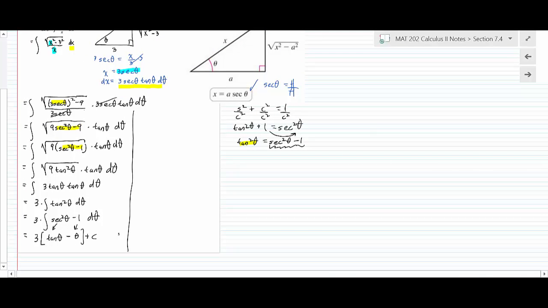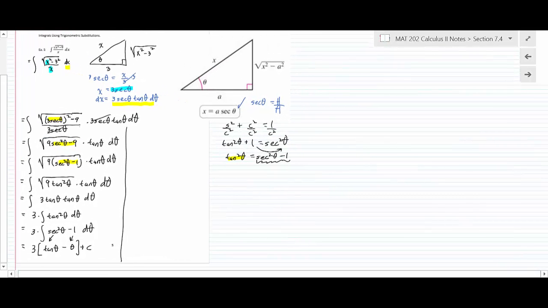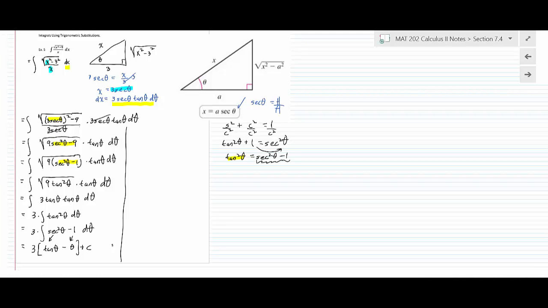Our answer is in terms of theta, right? The original integral had x's in it. So you have to change these variables back to x. Watch this very carefully how I do this. First of all, I have to figure out what theta and what x are in terms of the triangle. So go back to this triangle right here and tell me what the tangent of theta is.